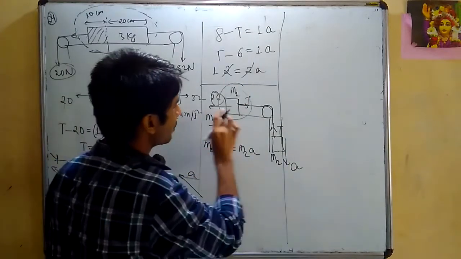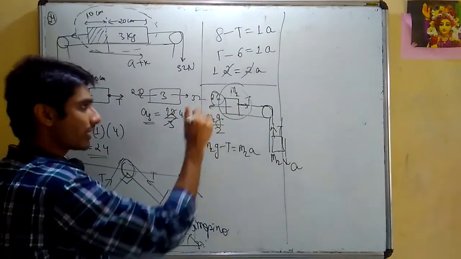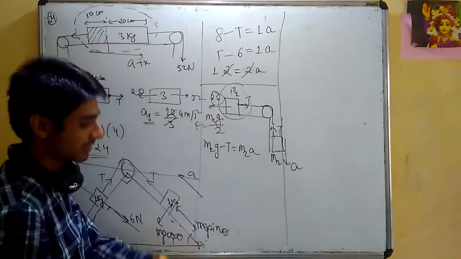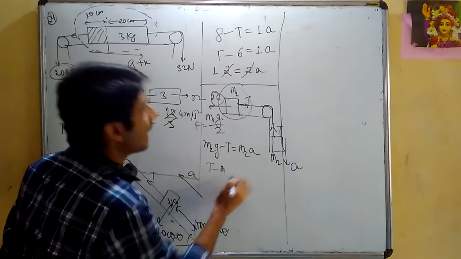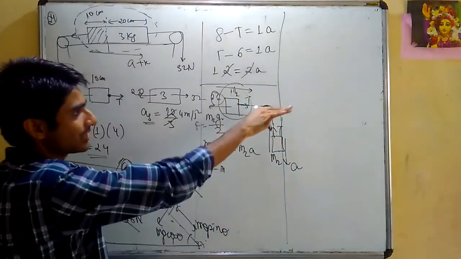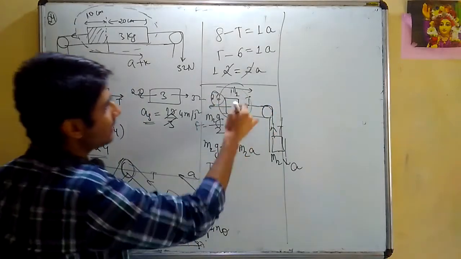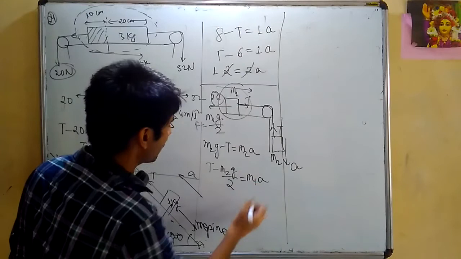And what will be the equation for this? See, if you carefully see, two forces are acting, T and m2g by 2. The external force was being applied, as it is said in the question. So T, this is accelerating in this direction, right? Since this one is going that way, it will pull this one also that way. So the equation will be T minus m2g by 2 equals m1a.